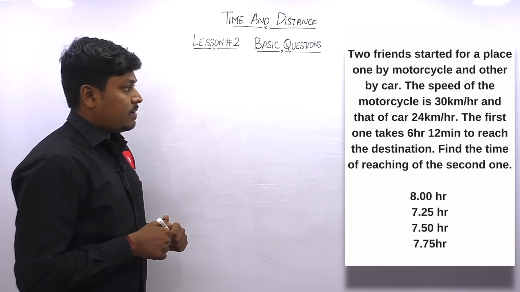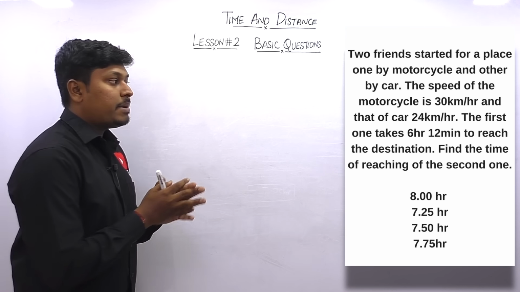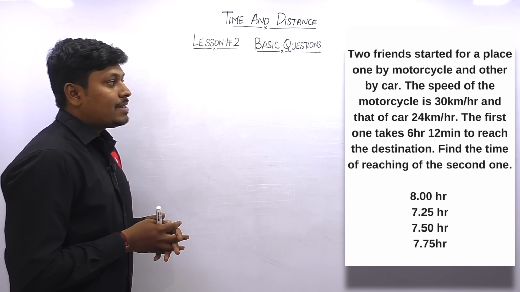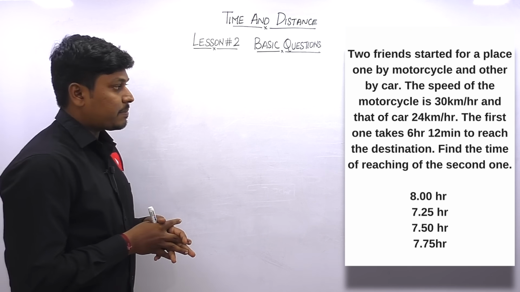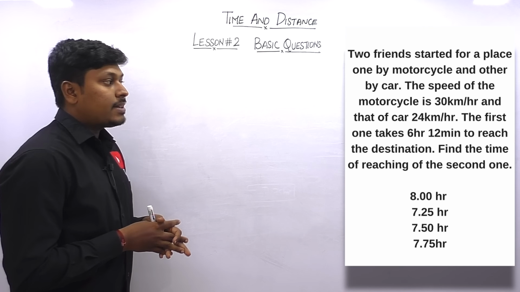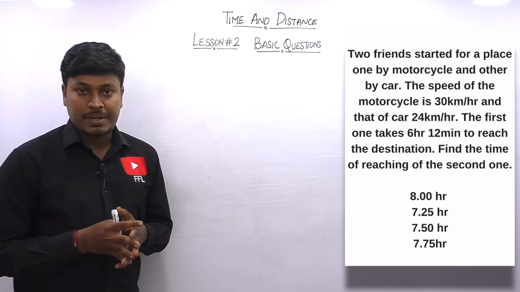Question number 7. Two friends started from a place, one by motorcycle and another by car. The speed of the motorcycle is 30 km per hour and that of the car is 24 km per hour. The first one takes 6 hours 12 minutes to reach the destination. Find the time taken by the second one to reach.